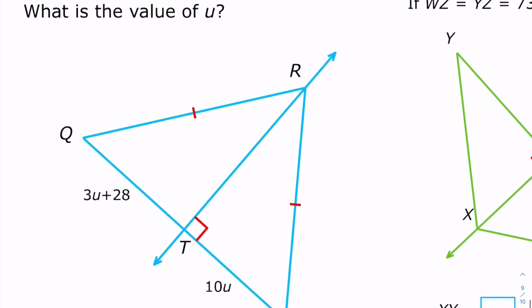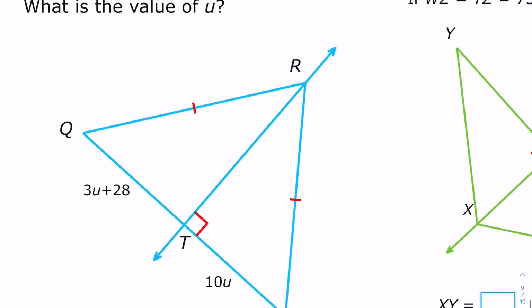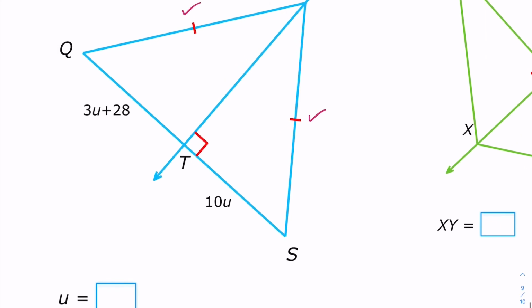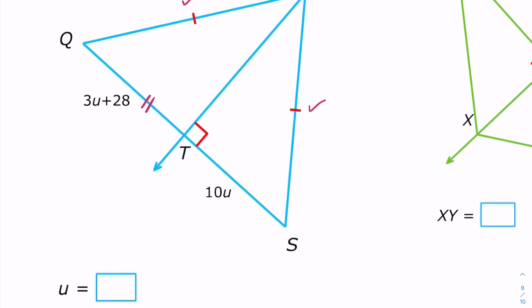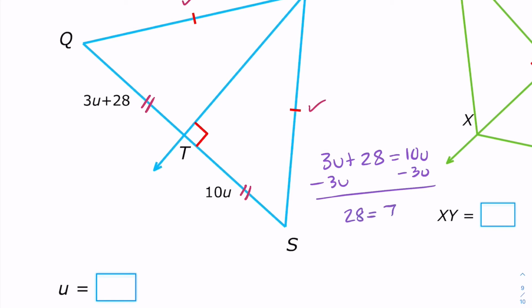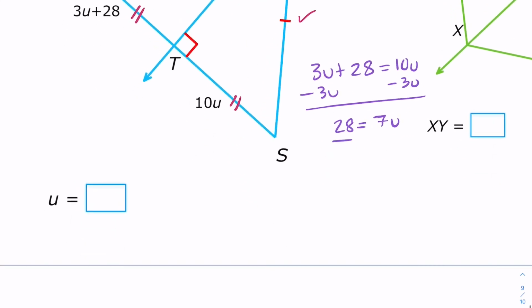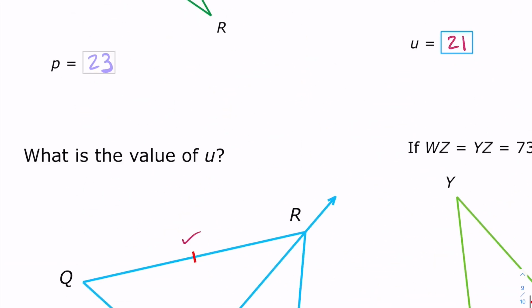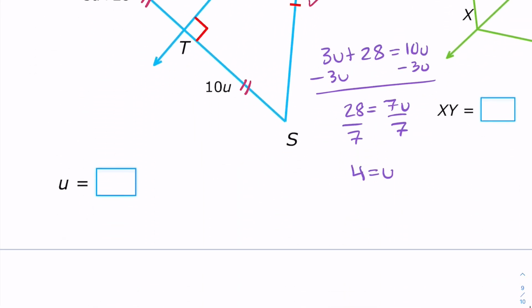All right, next we have that these are congruent. Awesome. Congruent, congruent. So that means this is congruent and this is congruent. So we're going to say that 3U plus 28 equals 10U. So take 3U away. We get 28 equals 7U. Divide by 7. We get 4 equals U. What was it asking me? Solve for U. Find the value of U. So U is 4.